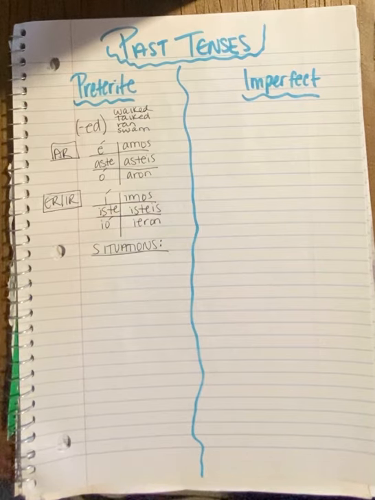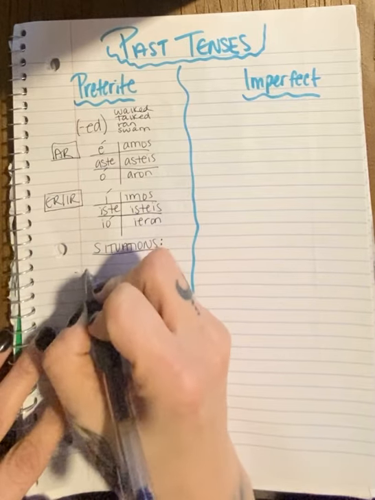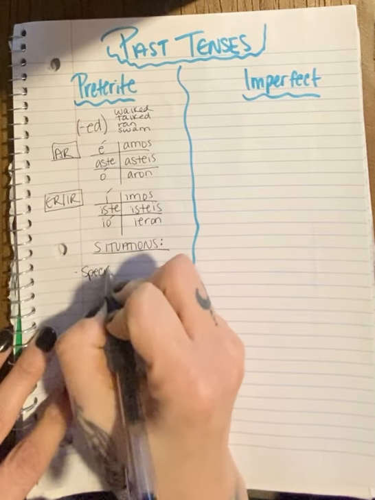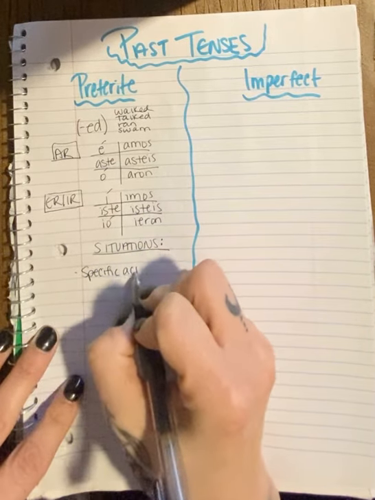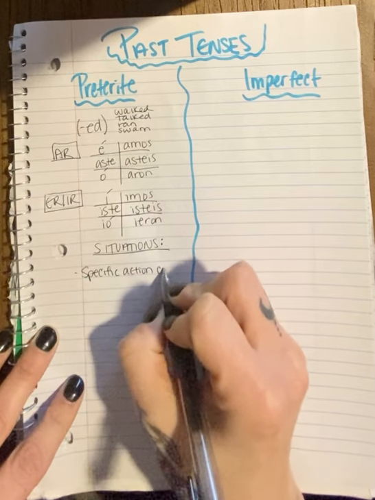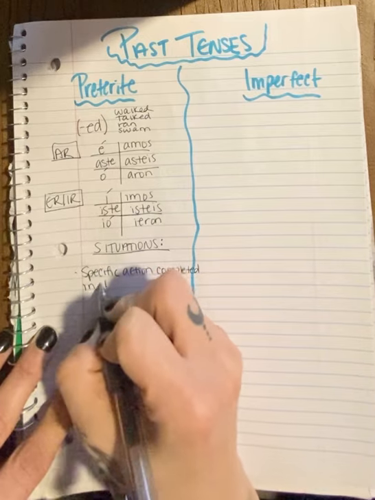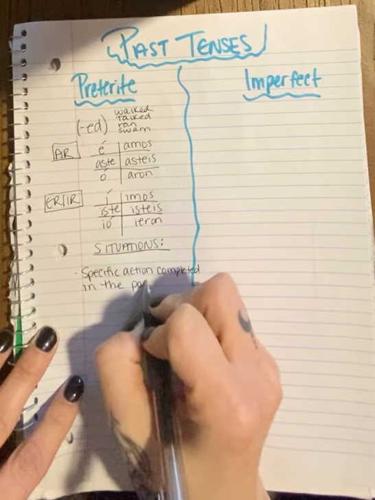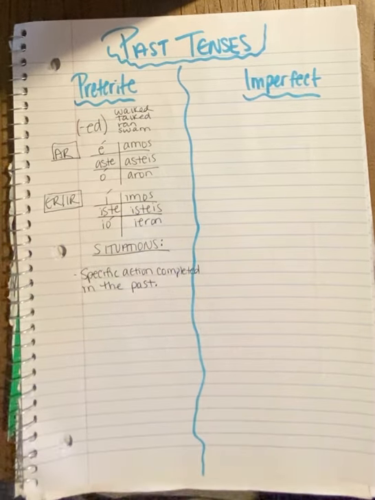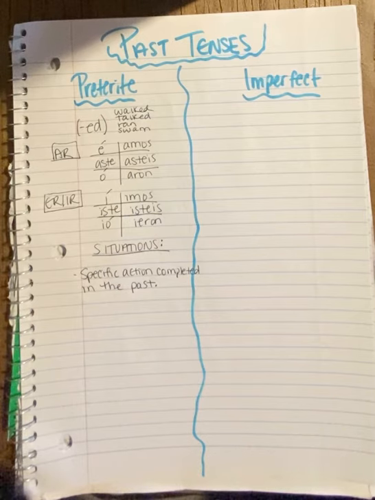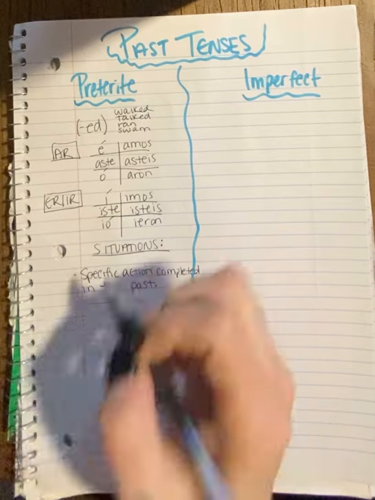So for starters, we use the preterite tense if we are talking about a specific action completed in the past. After school, I walked to the store.